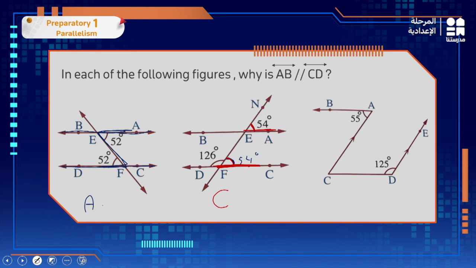AB is parallel to CD. This one, AB, is parallel to CD. Focus on the given. Here we have two parallel lines. I know one of them, 55, and the second one is 125. How can we get the third one?